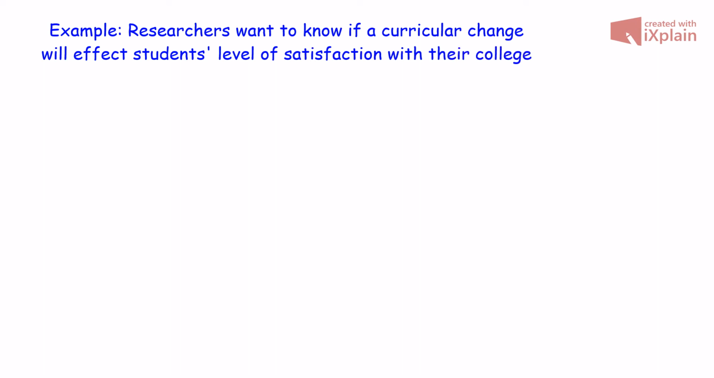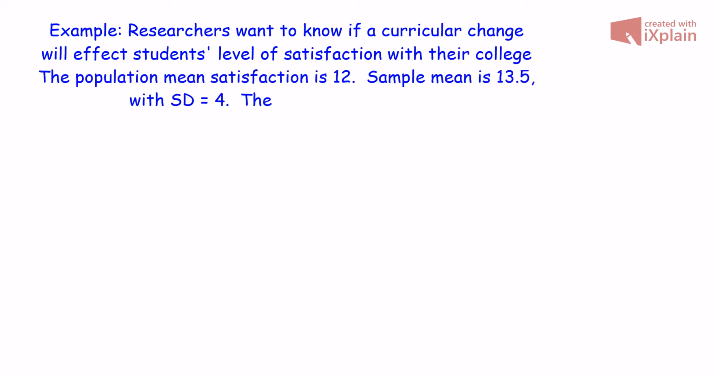Now finally, we're going to walk through a full example of a one-sample t-test. In this situation, researchers want to know if a curricular change will affect students' level of satisfaction with their college. Right now, their level of satisfaction on a standardized questionnaire is 12. The population mean satisfaction score is 12.